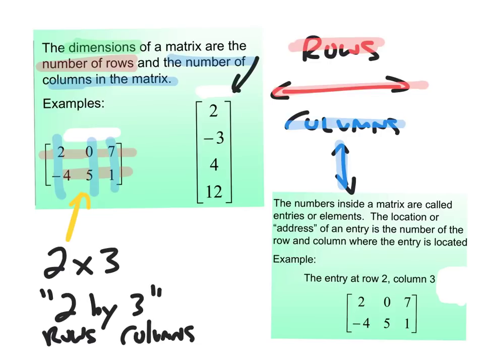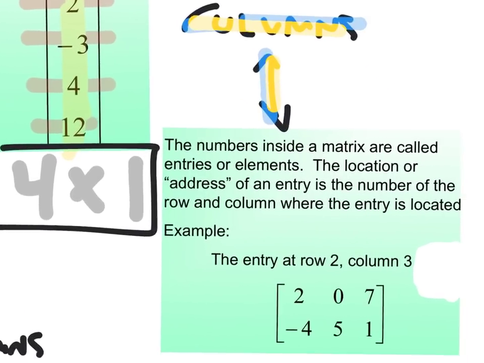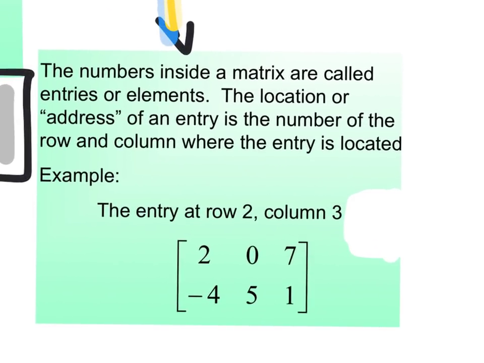Here, the second matrix, how many rows does it have? Well, this second matrix has 1, 2, 3, 4 rows, and it has 1 column. So we say that second matrix is a 4 by 1 matrix. So the dimensions are just simply the number of rows followed by the number of columns. The numbers inside of a matrix are called the entries or the elements.